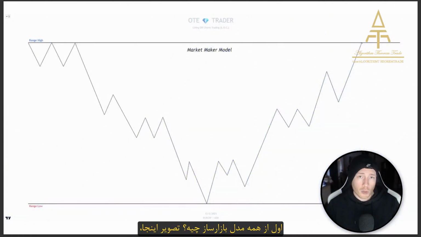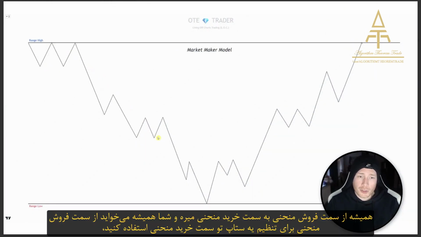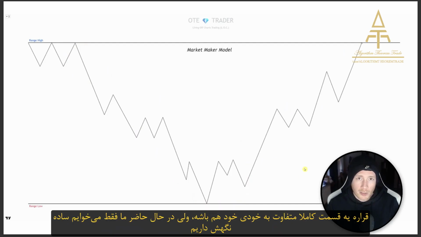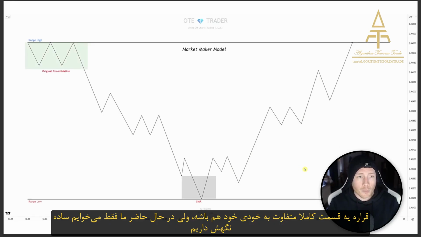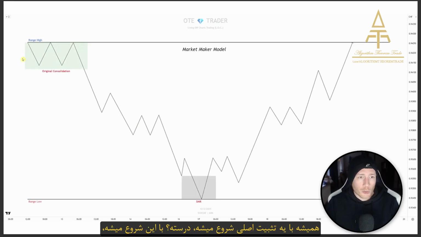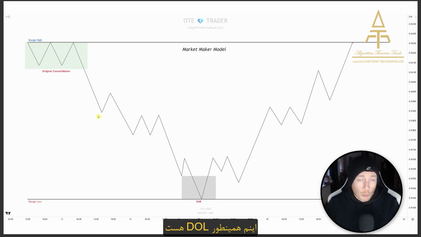First of all, what is a market maker model? A crude depiction over here. It always goes from sell side of the curve to buy side of the curve. And you always want to use sell side of the curve to frame a setup on the buy side of the curve. There's going to be an entire different episode on its own as well. But for now, we're just going to keep it simple. It always starts off with an original consolidation, right? It starts off with this. This is also the draw on liquidity.